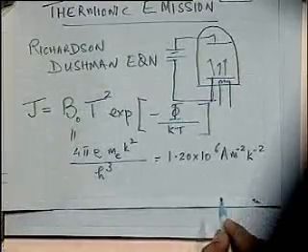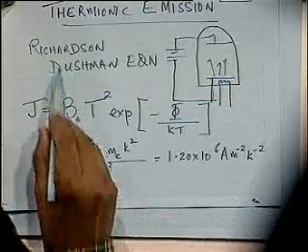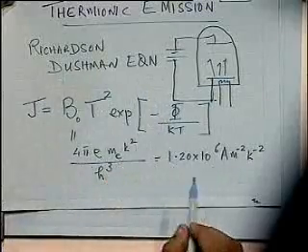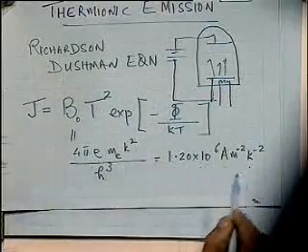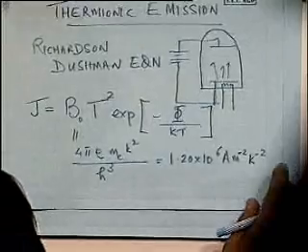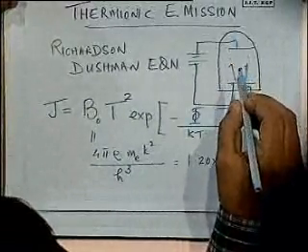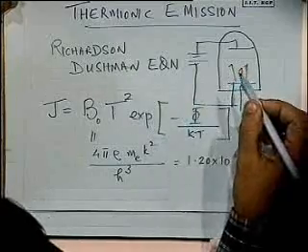I had given the Richardson constant. They may usually just refer to it as the Richardson constant. In other books, the Richardson-Dushman constant is 120 amps per centimeter square per Kelvin squared. So this is one equation we have for the current density in such a device due to thermionic emission.